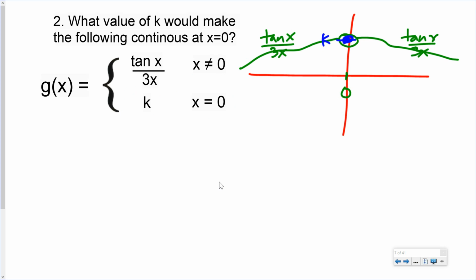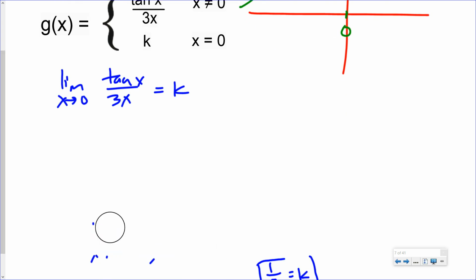Does that make sense? So the way you would set up this problem is you would say, if the limit coming from both sides of that tangent x over 3x is equal to what y value? K, then you would have a continuous function. So I'm going to set that up exactly like that. This will be the limit as x goes to 0 of tangent x over 3x must be equal to k, and whatever that is will be my answer for k. All right, so let's go ahead and solve this.